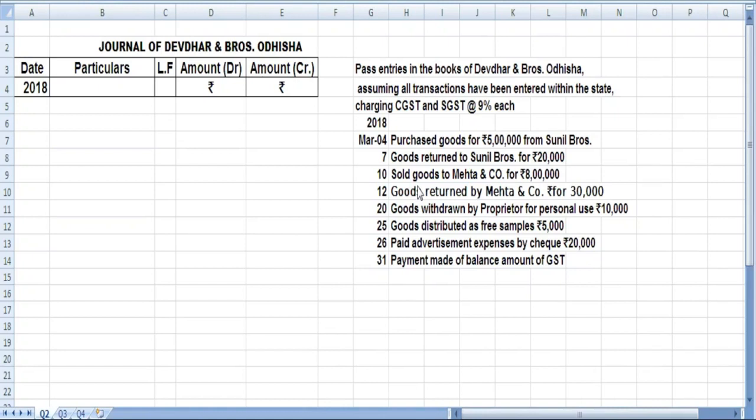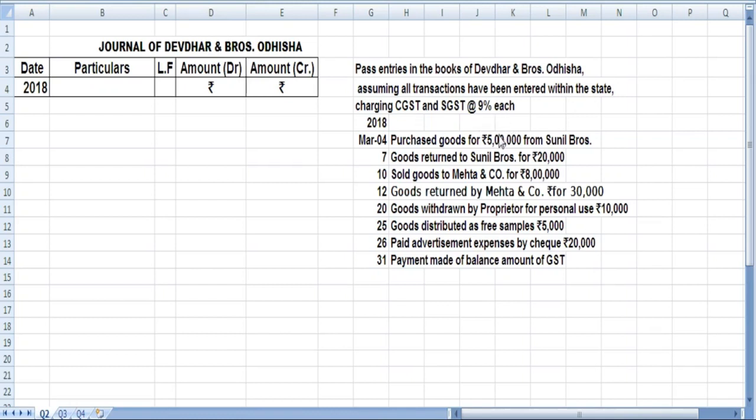Hello students, so now we will start with the practical problems for your chapter Accounting for Goods and Service Tax, GST, and we will do question number 2. Here it says pass entries in the books of Devdhar and Brothers Odisha, assuming all transactions have been entered within the state charging CGST and SGST at the rate of 9% each.